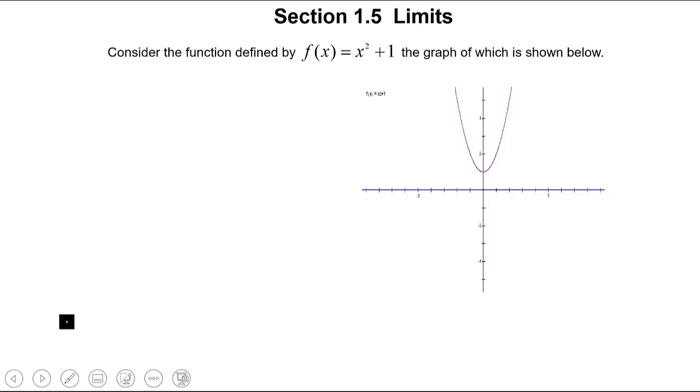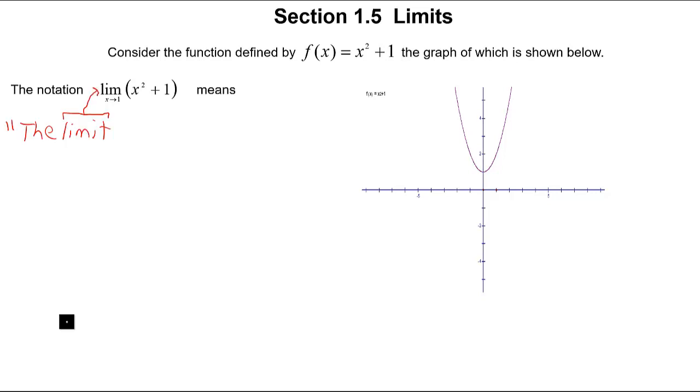Consider this function. The graph is drawn for you, but it's the function f of x equals x squared plus 1. We're going to introduce the notation and the idea of a limit of a function. And I'm going to start off with the notation. This symbology there, LIM, is read the limit of whatever's in front of that, which in this case is x squared plus 1.